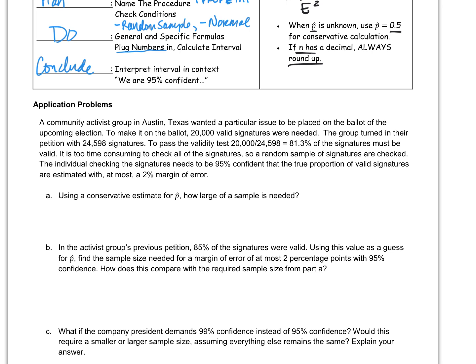All right, so right here is where they're giving us the desired margin of error. They're giving us E. So you just got to remember, when they give you E, they'll probably give it to you as a percentage. You got to make it a decimal.